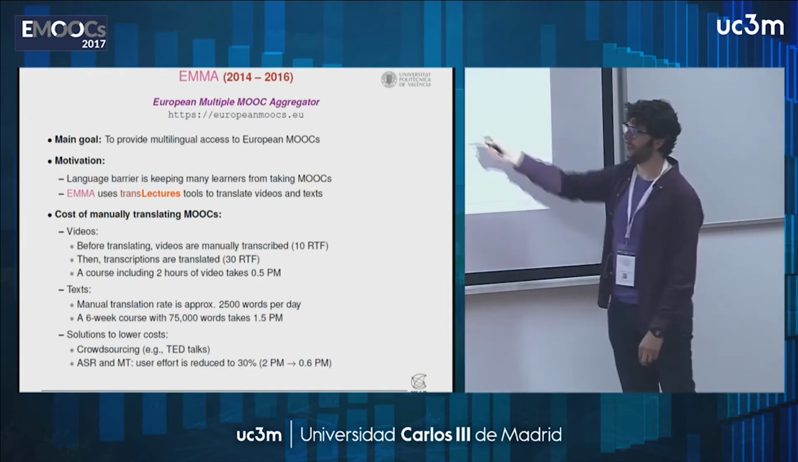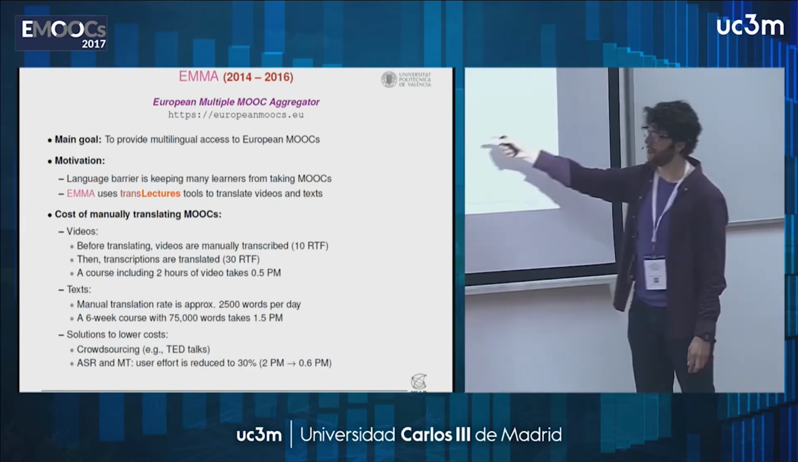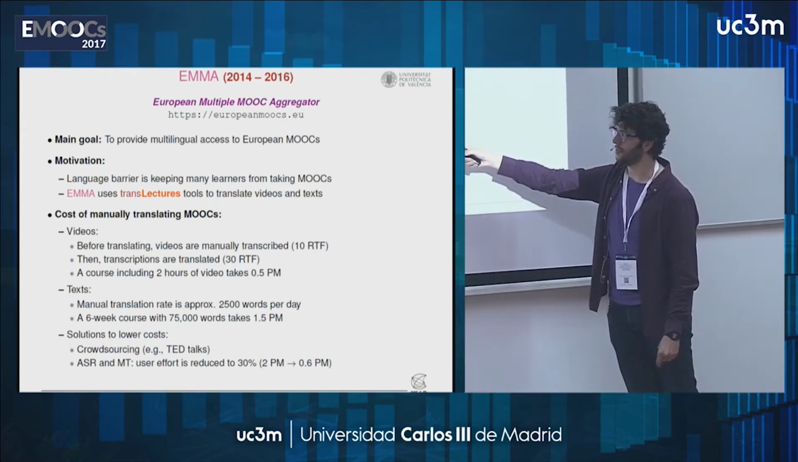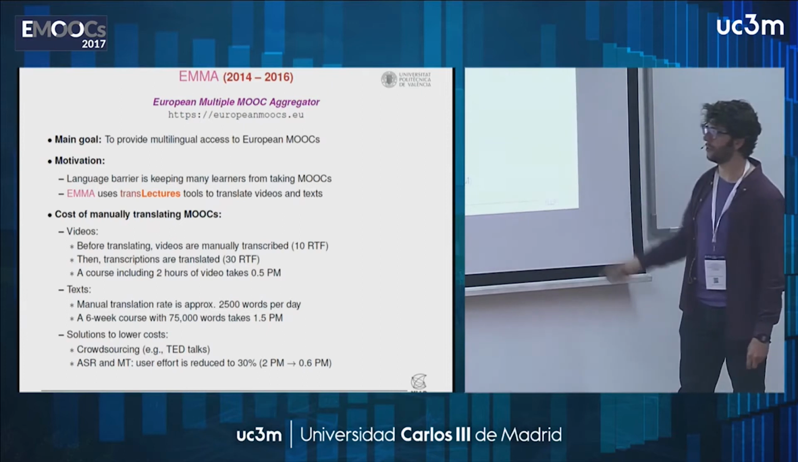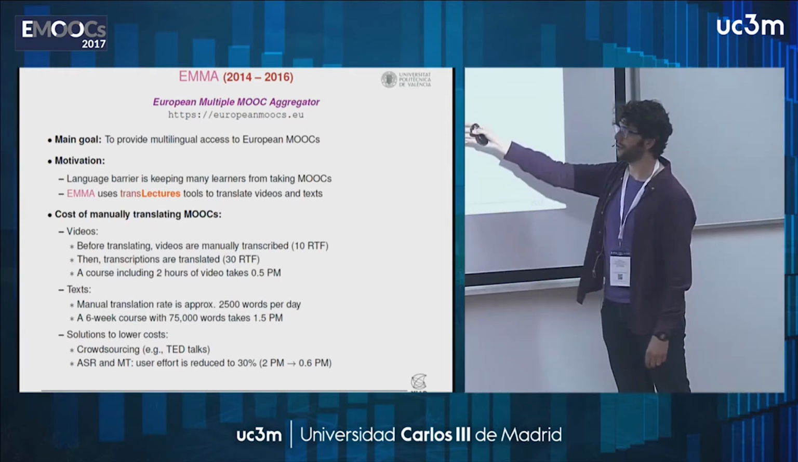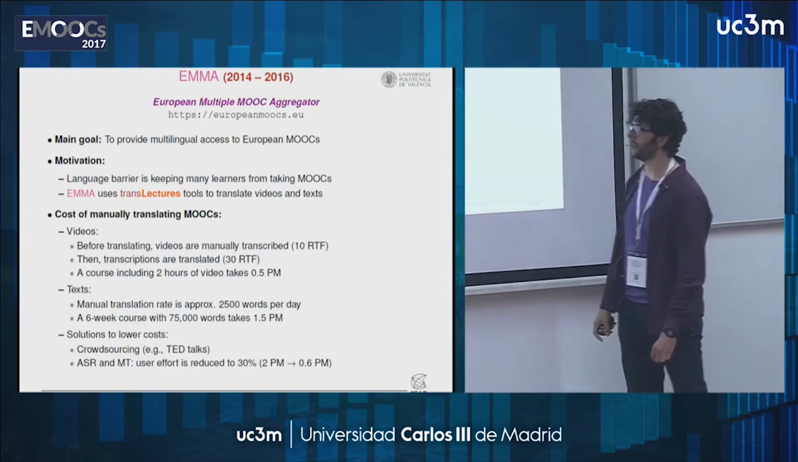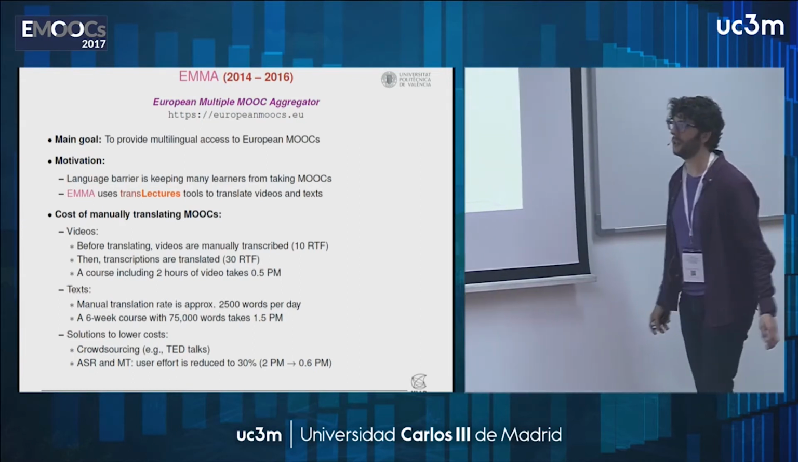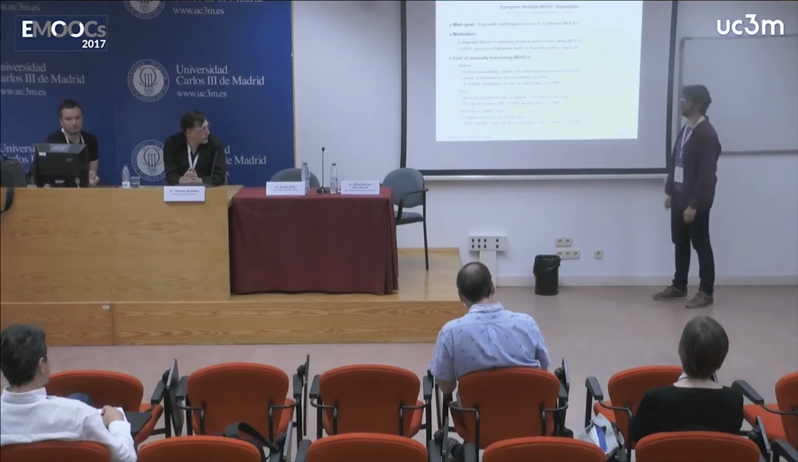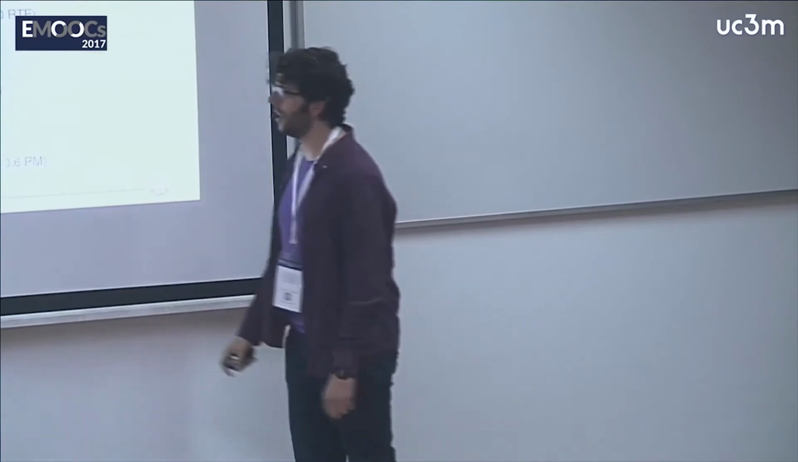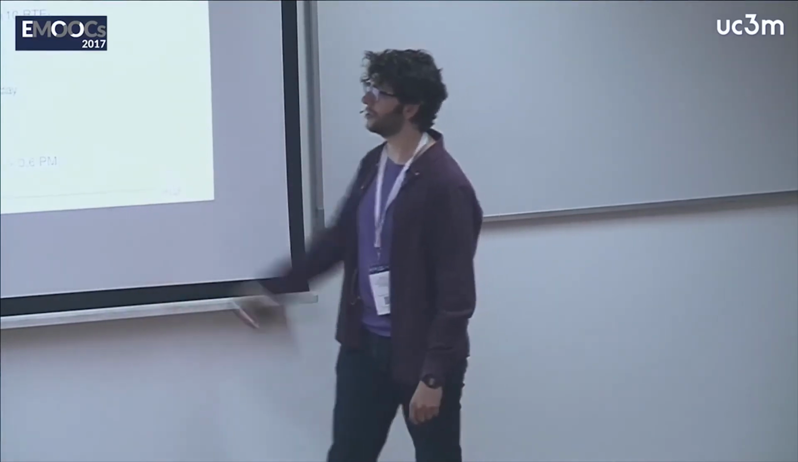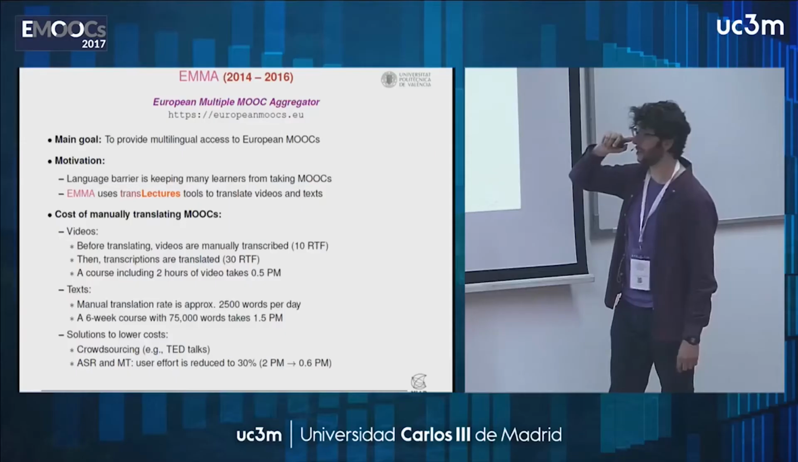Now, the MOOC will probably have some text also. Let's say you're running a 6-week course and there's 75,000 words in the course, taking a manual translation rate of 2,500 words per day, which could be low, it could be higher depending on many factors, but every organization has different setups for translation. But we could estimate 1.5 person months. So in total, 2 person months to translate this course.